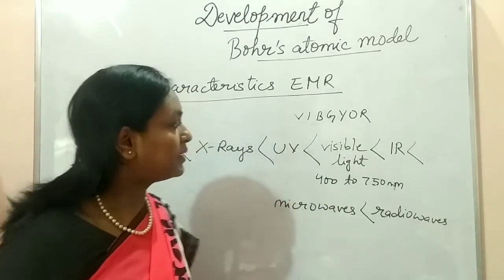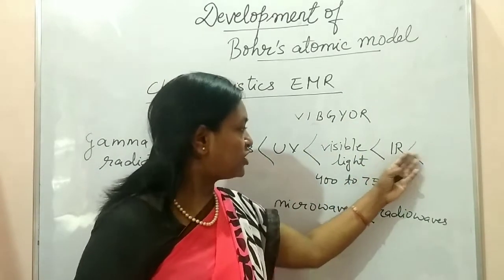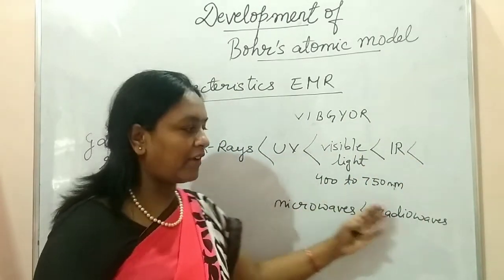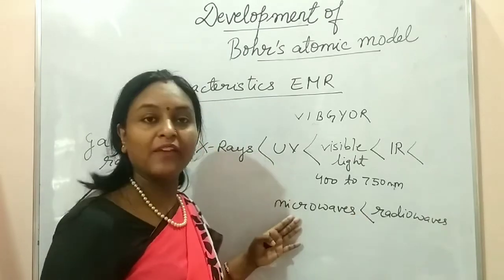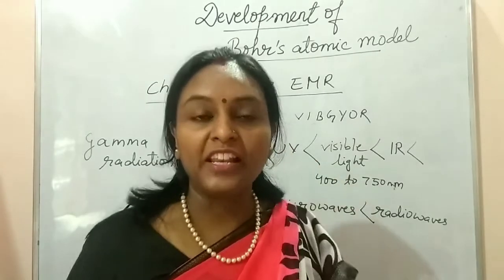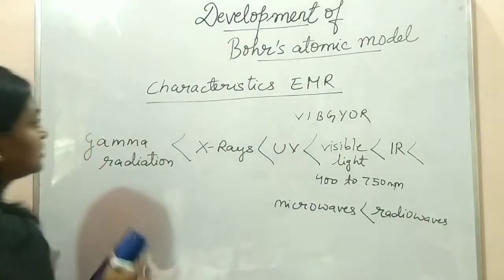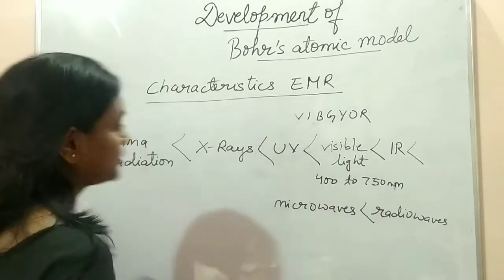Then we come to the visible part of the light, which consists of VIBGYOR, then infrared radiations, followed by microwave, and then radio wave. I repeat, microwaves are used in microwave ovens, radio waves are used in telecommunications, for radars also. So this is the entire electromagnetic spectrum.